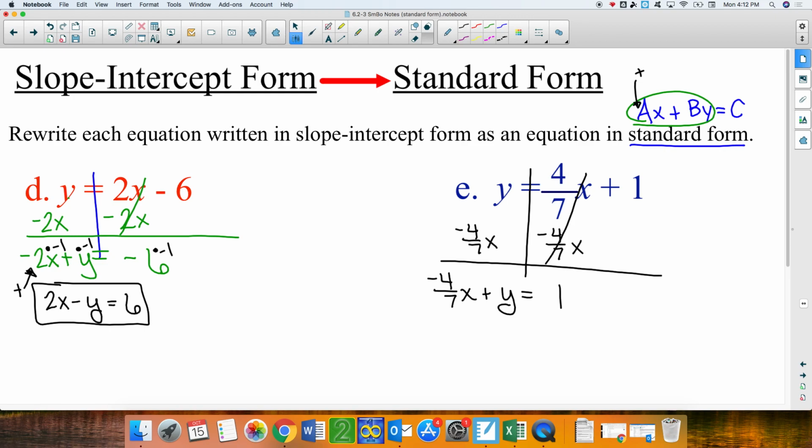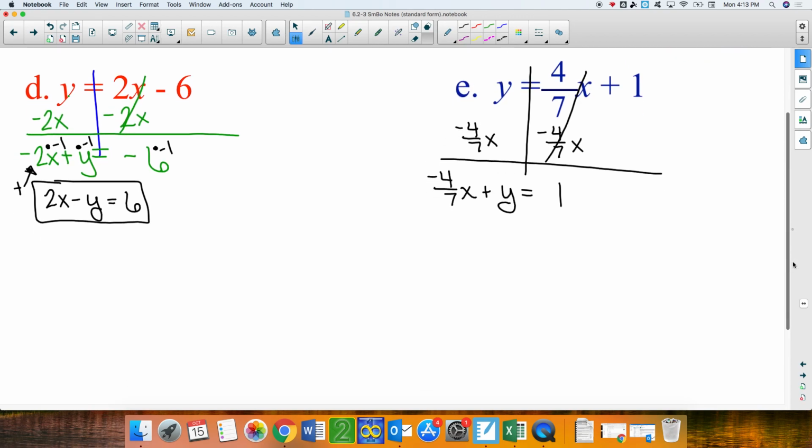Now, I'm not finished because I can't have fractions. So to get rid of fractions, you're going to multiply by the denominator, and you have to do it everywhere. If you are unsure how to do this, then you can do this part right here on your calculator. But what happens when you multiply by the denominator is those 7s, top and bottom, cancel. So you're just left with that negative 4 over 1, which you don't write. So you just have negative 4 and then your x. And then you do the rest.